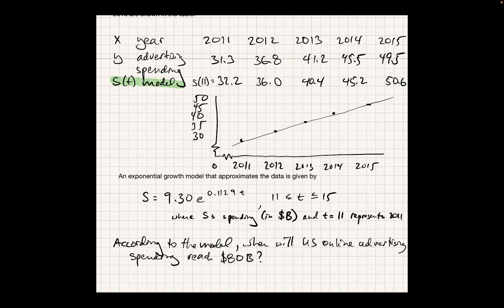So within the data points of 2011 to 2015, we can interpolate our data and have a high degree of confidence that, based on this model, we're going to get a really accurate number. Like if I wanted to say when will spending be 80 billion? Then I'm no longer interpolating.